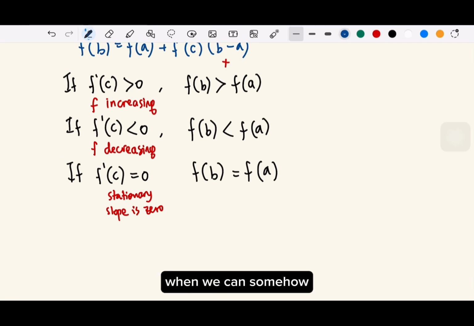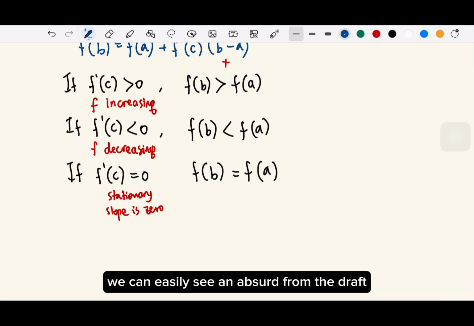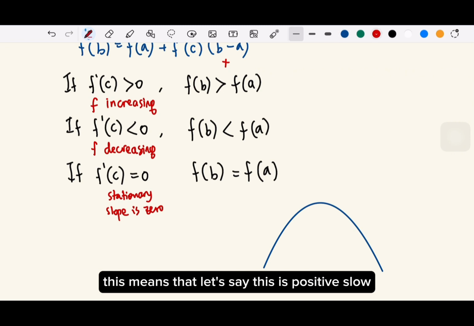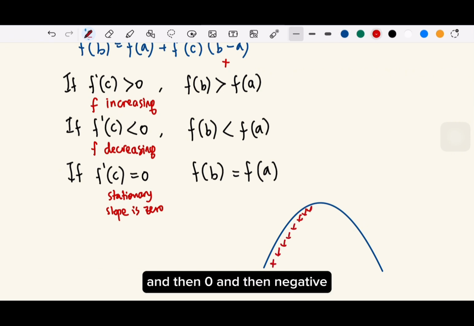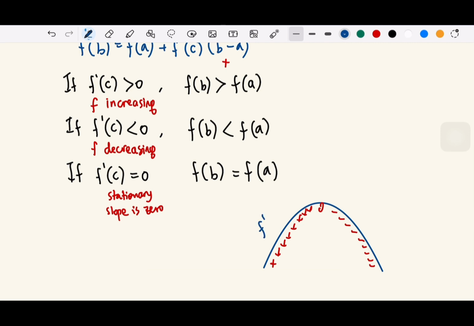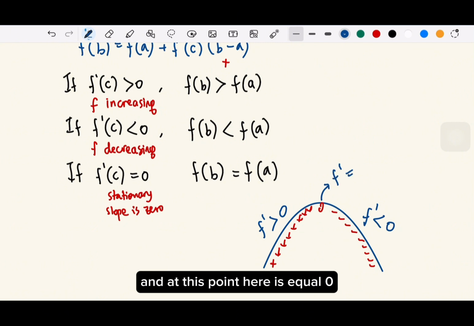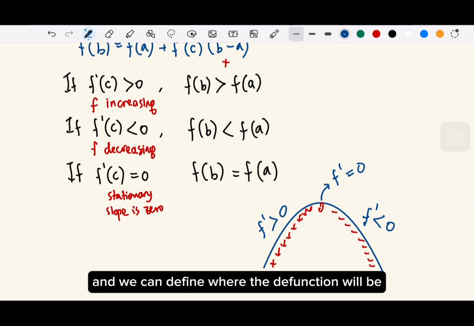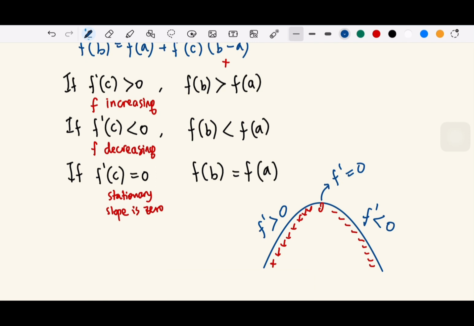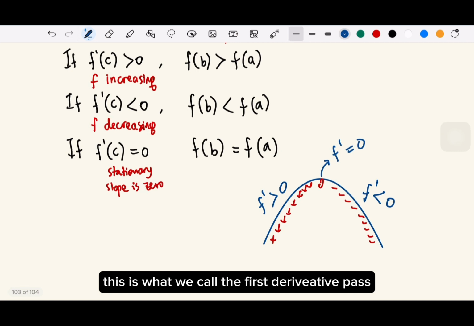So when we can determine whether f is increasing or decreasing, we can easily observe it from the graph. Let's say this is positive slope, and then 0, and then negative. When it's positive, the slope is greater than 0, and the slope here is less than 0. At this point it's equal to 0. So whenever we find f prime and then find the critical number, we can check whether it's positive or negative on either side, and define whether the function is increasing or decreasing. Some textbooks call this the first derivative test.